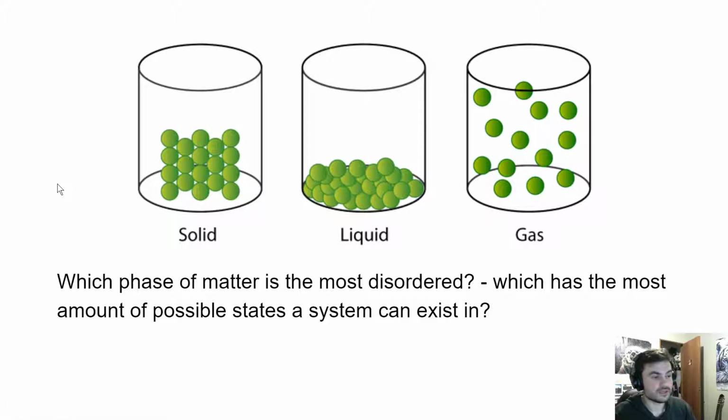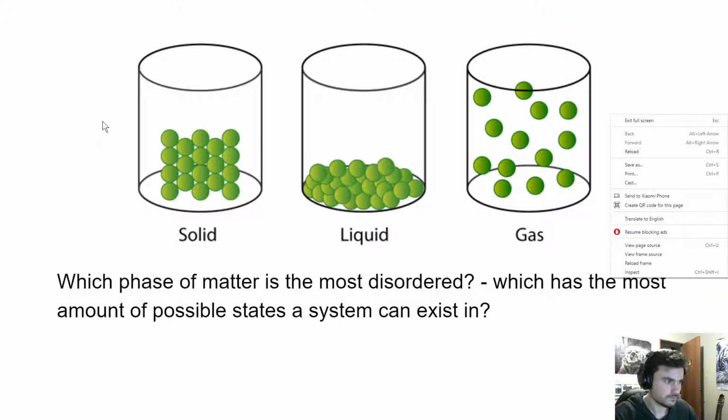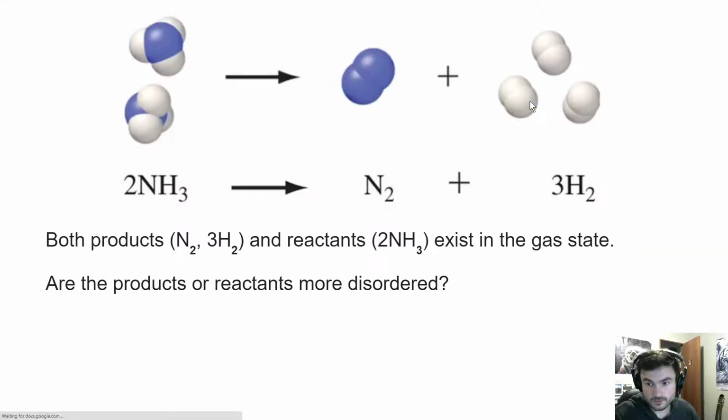Here we have three different phases of matter, solid, liquid, and gas. Which of these phases of matter is the most disordered? Which has the most amount of possible states the system can exist in? Well, a solid has very few states it can exist in. It's all locked in one place. Liquid has a few more, but then gas absolutely has the most amount of states that a system can exist in, because a gas molecule can literally be anywhere, and this one could be up here, but another time this one could be down here. Many different ways it could be. Gases have the most entropy.